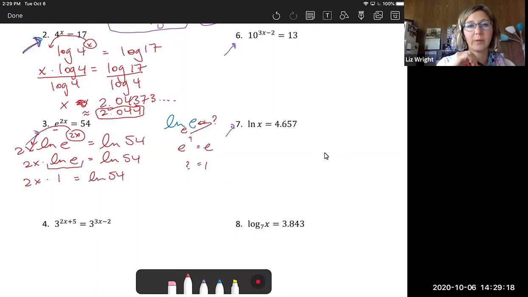And in fact, it was probably even the video before that when we were discovering the rule, when we were first looking at logarithms.